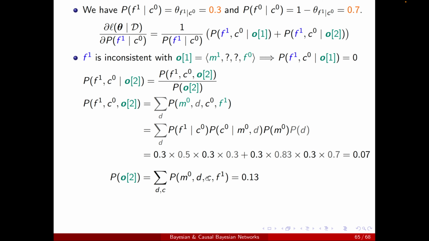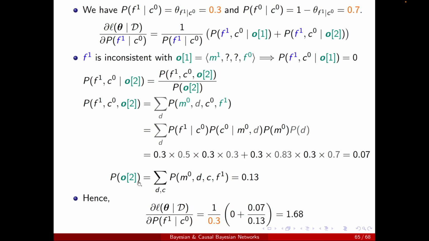Similarly, I can do the calculation for P of O2 itself. This time, of course, I have to marginalize D and C, both of them, because I don't have F1 and C0 here. It's only O2. Now, using all this, back to my formula here, I just need to plug them in. So I will have 0 for the first one. And for this second one, I will have 0.07 divided by 0.13. And the whole thing times 1 divided by 0.3. So we'll get 1.68 as actually this term.